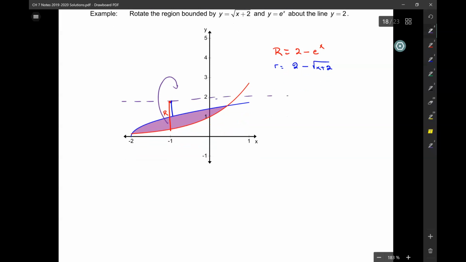So now, to integrate, again, we're going to do the same thing. So this is A comma C, B comma D. Because the line that we're rotating around is parallel to the x-axis, this is all with respect to x. So we're going to go from A to B, pi, big R squared minus little r squared. Big R is 2 minus e to the x, squared, minus little r squared dx, and that's that.